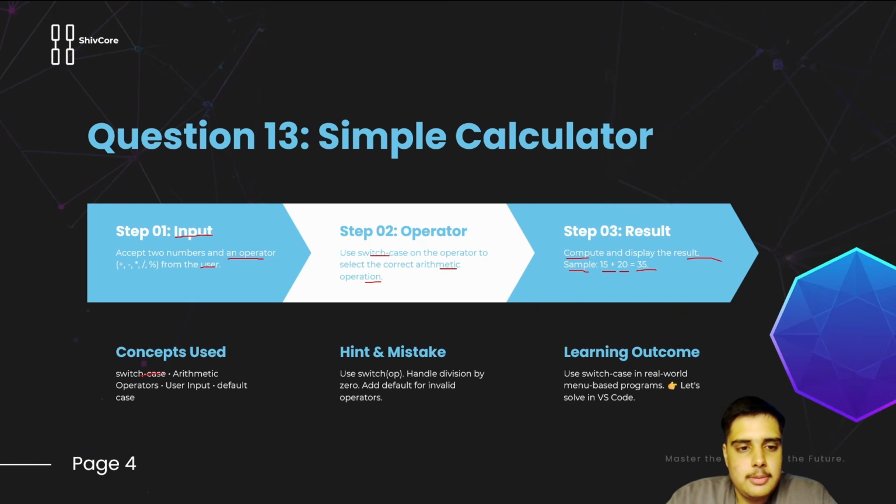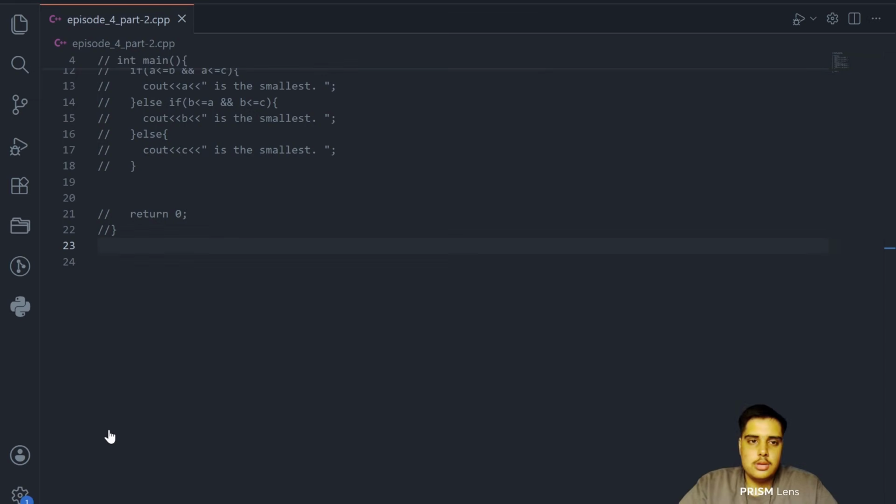So concept: use switch case and user input, default case, arithmetic operators. Hints and mistakes: use switch, handle division by 0, and add default for invalid operators. So these are mistakes to check. We have to add default so that invalid operators get discarded. And the learning outcome is that we use switch case in real world menu based programs. So let's use this and solve it in our VS Code.